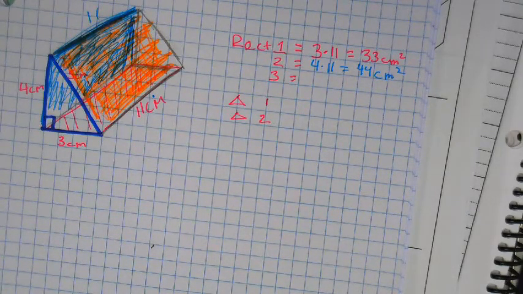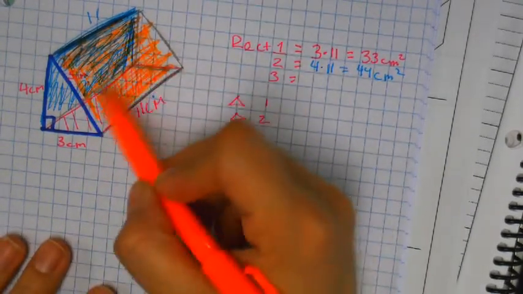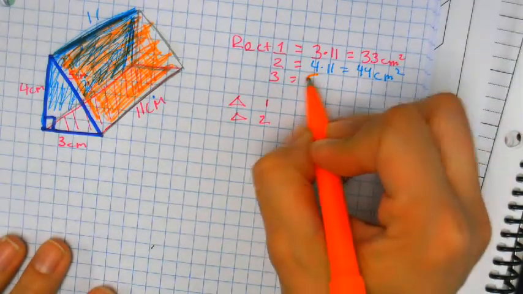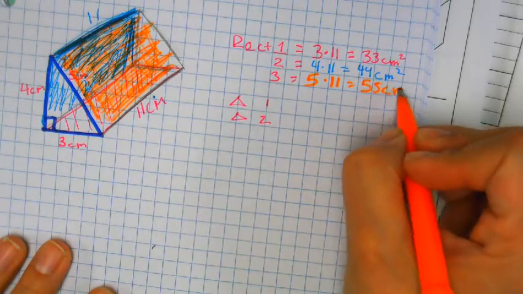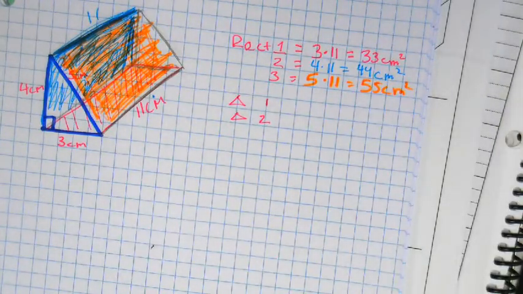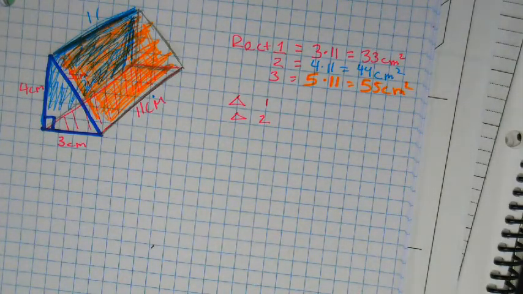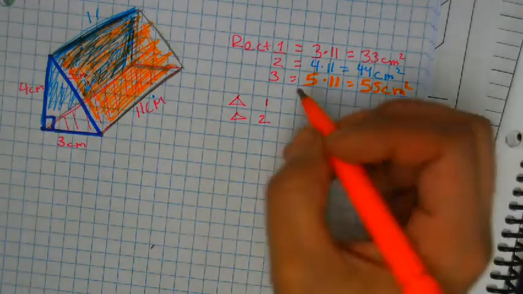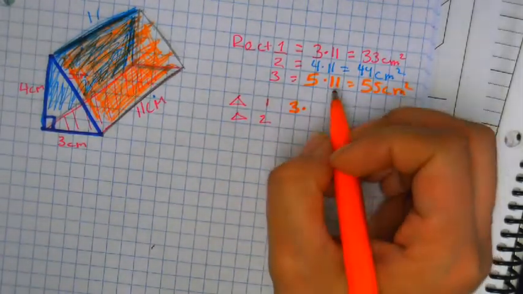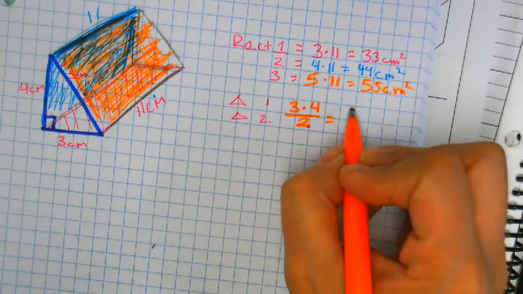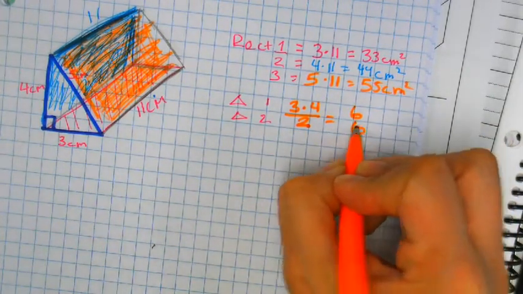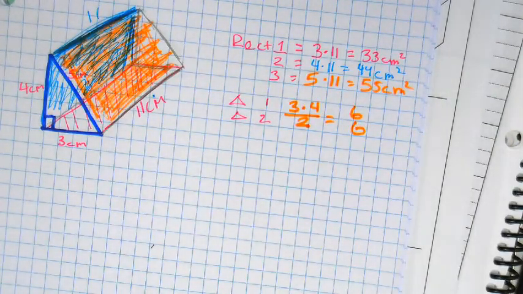Okay, so what are the measurements of this orange one? 5 times 11, which is equal to 55 centimeters squared. Another way to check if you're doing them right is, did you mix all the numbers up? Is it 11 times all the other numbers? Okay, triangle. What's my base? 3 times 4 divided by 2 equals 6. So this one's 6. All right, what is my surface area?